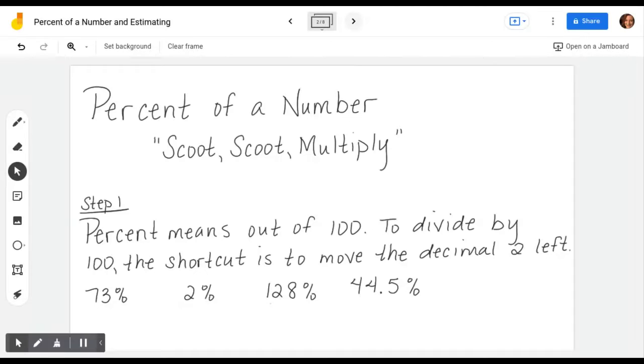And then they scoot over, they jump a little to the left, and then they do it again. And then they cross their arms and say multiply. They do the scoot, scoot, multiply. If you can remember that, that's all you have to do for all of these problems here.